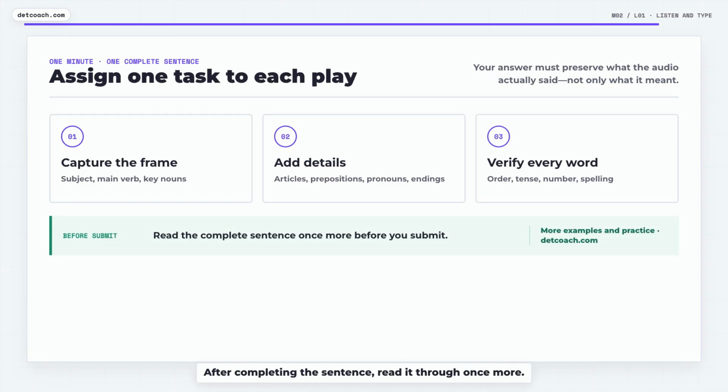After completing the sentence, read it through once more. Make sure it reads naturally and that there are no obvious problems with word order, tense, singular or plural forms, or spelling before you submit your answer.